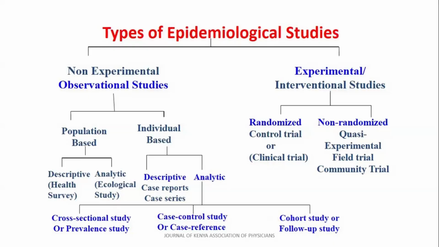Now if it's observational, when was the outcome determined? Was it at the start of the study? Then that's a case control study. Was it at the end of a period of follow-up? Then that would be a prospective cohort study. Or were the outcome and the exposure determined simultaneously? Then that is an analytical cross-sectional study.